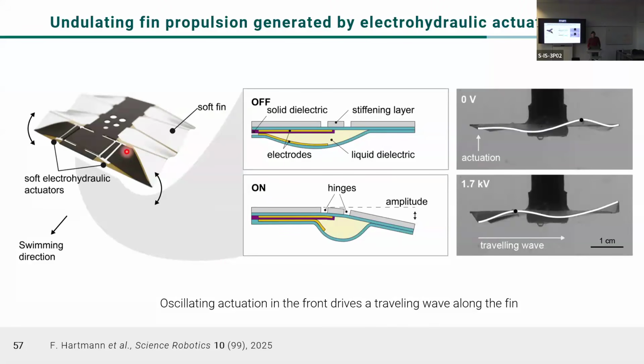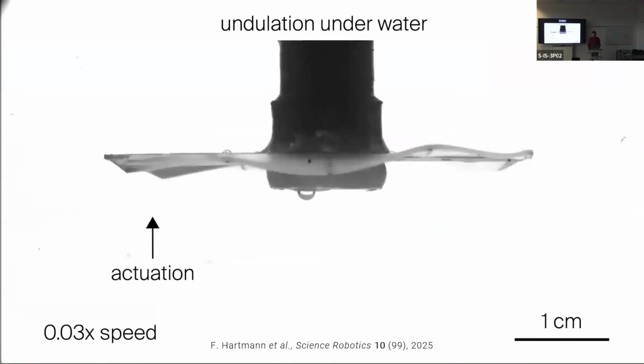How does this work? We have two actuators in front that bend, and they are connected to a soft fin here on the side. It's a very soft material on the side that is driven by a single actuator here in the front. What is quite interesting is that when you put this underwater, actuation will happen here in the front.